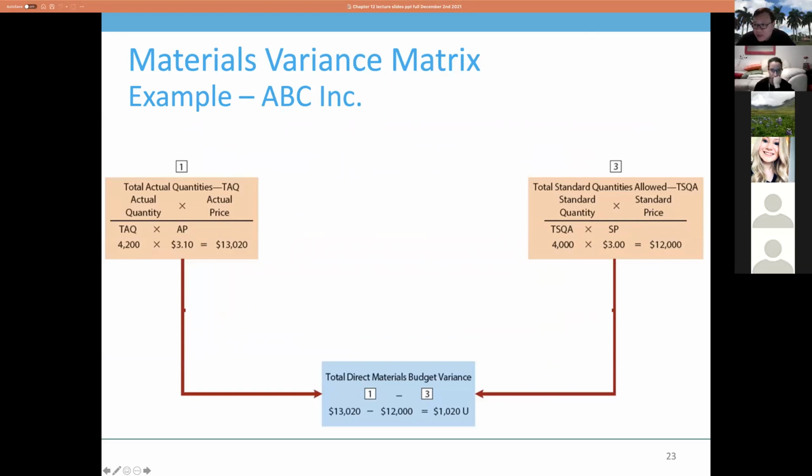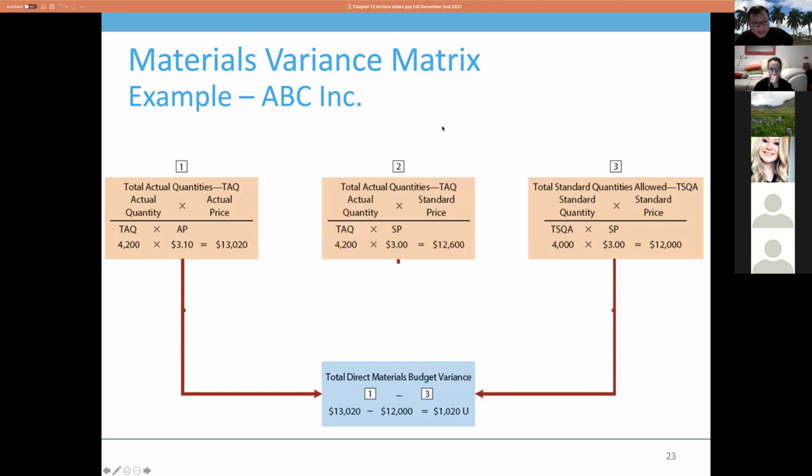So I want you to set up like this, right? It's going to make things easier. On the left side, you set up actual cost. That's calculated with actual quantity times actual price. On the right side, you set up standard cost. That's your standard quantity and the standard cost, right? The difference between 1 and 3, that's your total variance, right?